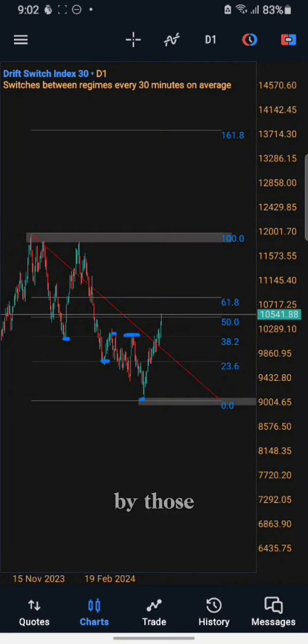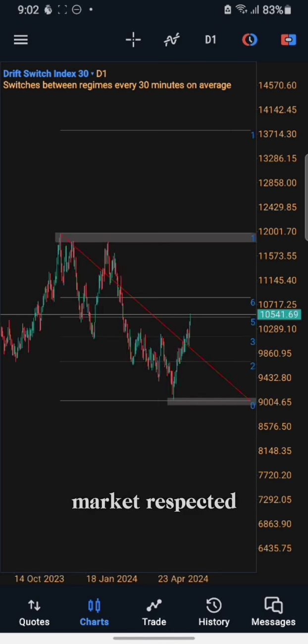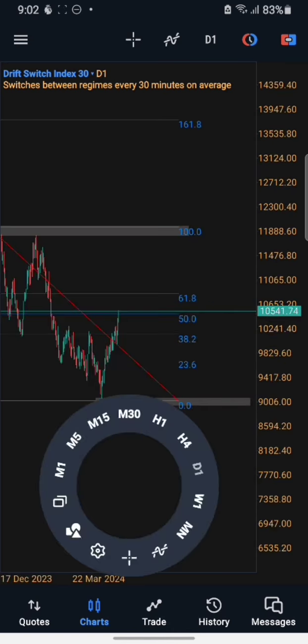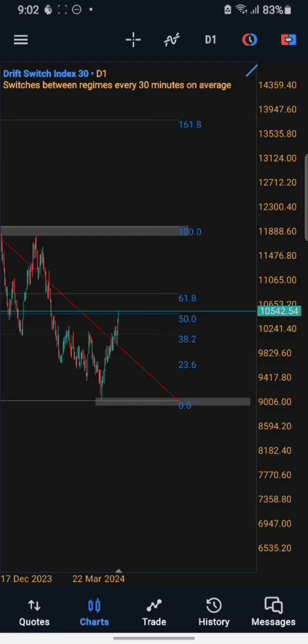So this is marked by those lines that I'm putting. These are the areas where the market respected the Fibonacci retracements. However, you should not just use Fibonacci retracement when making trading decisions.